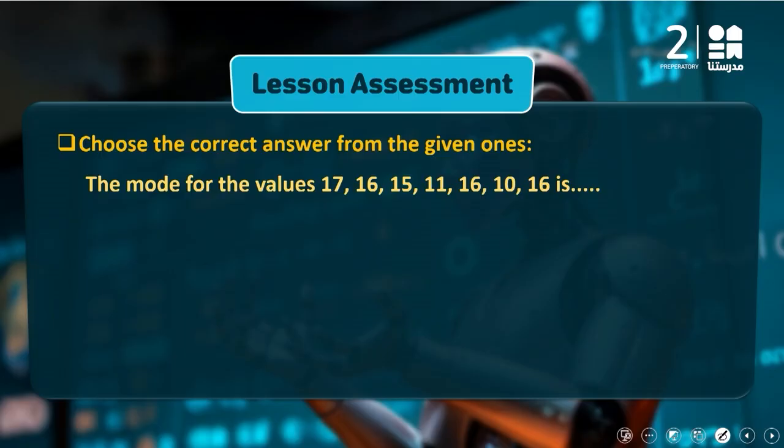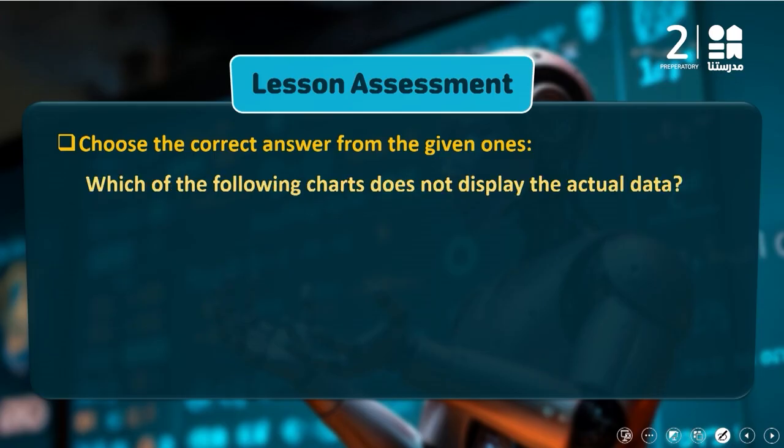Now it's time to exercise from the performance and assessment book. Let's look at example number 1. Choose the correct answer from the given ones. The mode for the values 17, 16, 15, 11, 16, 10 and 16. What is the mode? The mode is the most repeated number. What is the most repeated number in these values? We have 16 repeated 3 times, so we can say that the mode equals 16.